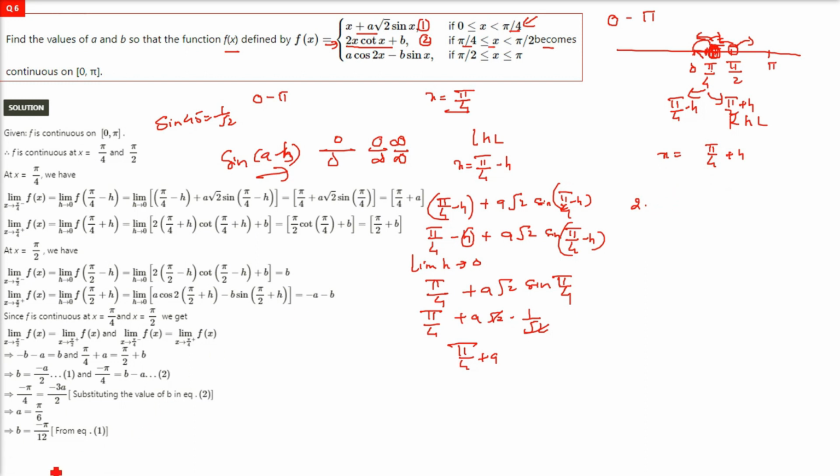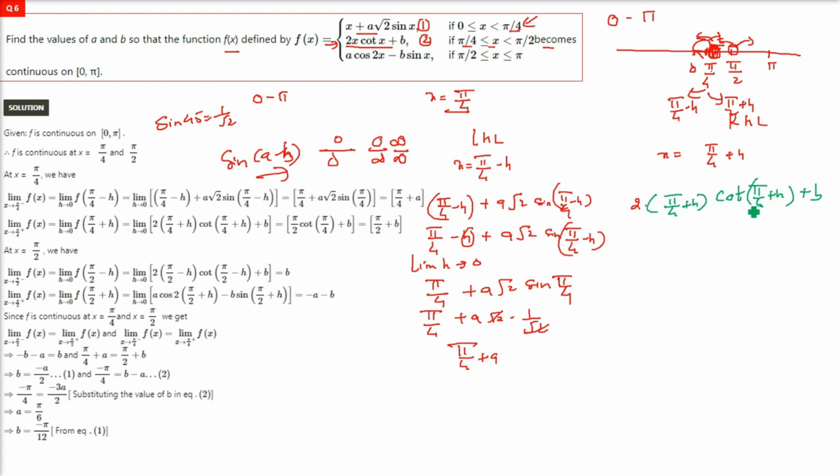H is very small, so it can be assumed to be 0. It is not 0 eventually. It's a very small value. So we'll put it in 2x cot x plus b, the value of pi by 4 plus h, which is while I'm putting it while you watch. So this is 2 into (pi by 4 plus h) cot (pi by 4 plus h) plus b.